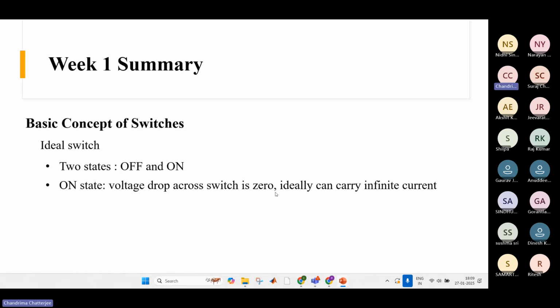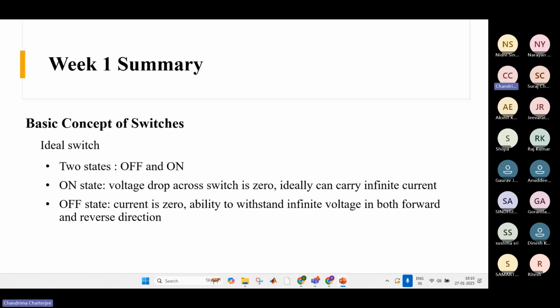So for an ideal switch, during the on state, the voltage drop across that switch is zero. If we turn on the switch, some current will flow through it, but the voltage drop across the switch will be zero, and it can carry infinite current. It can carry any amount of current when it is in the on state.